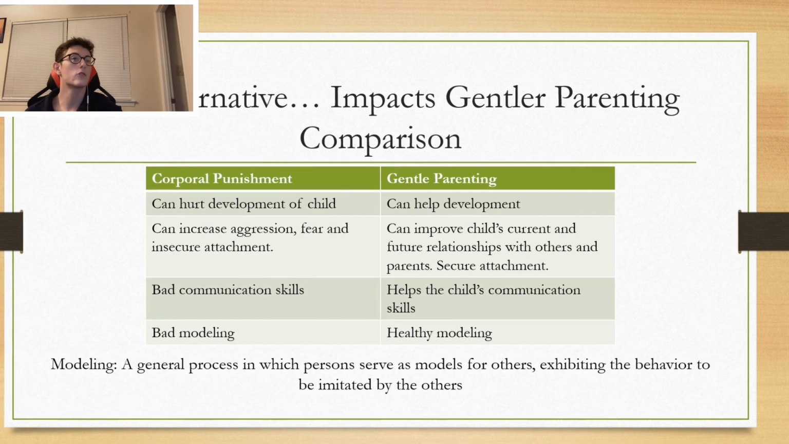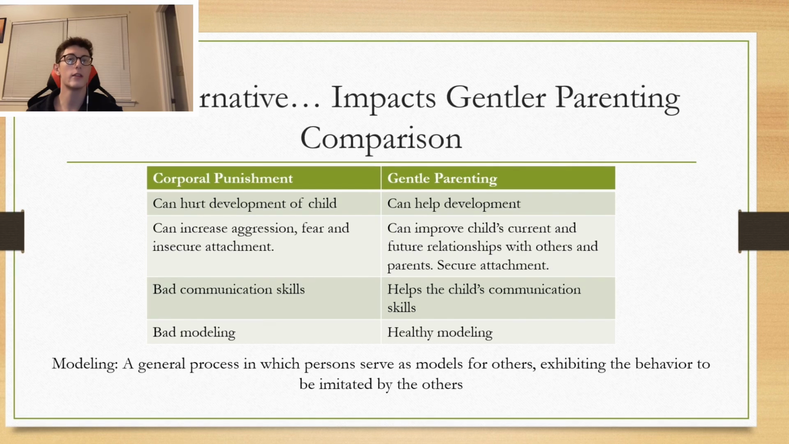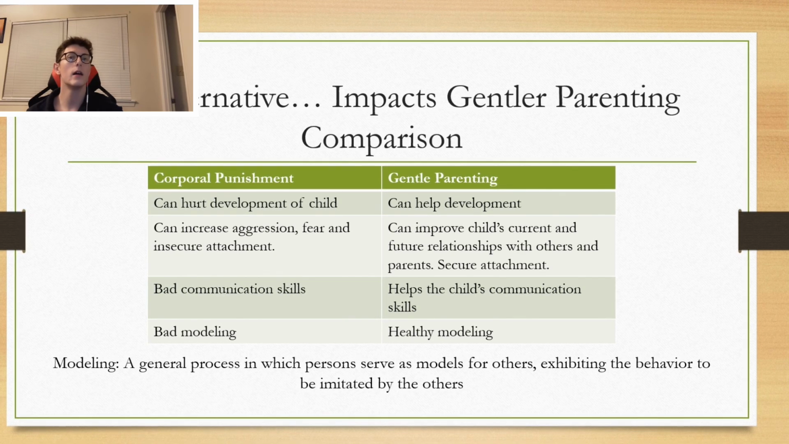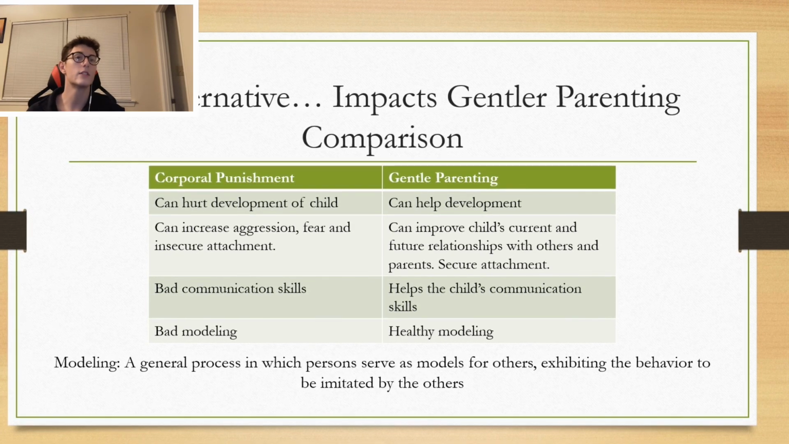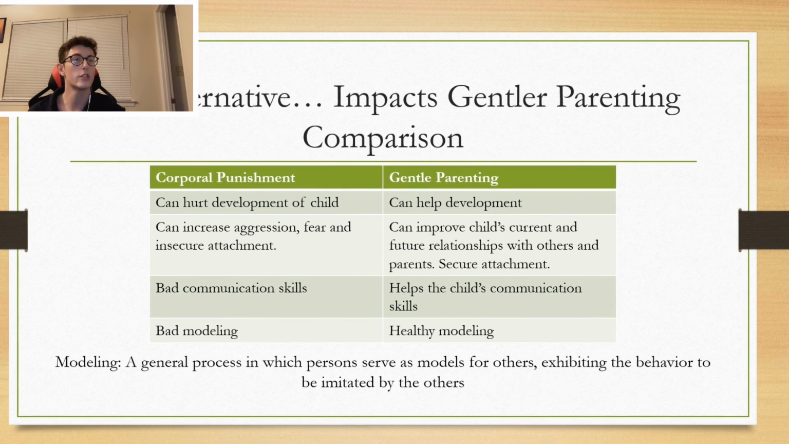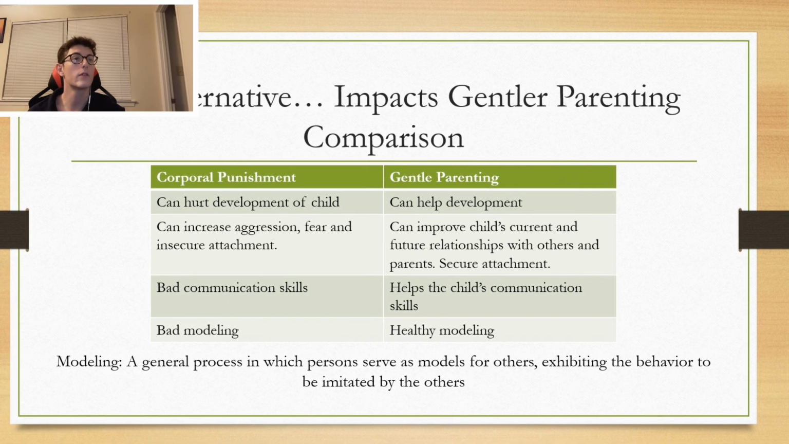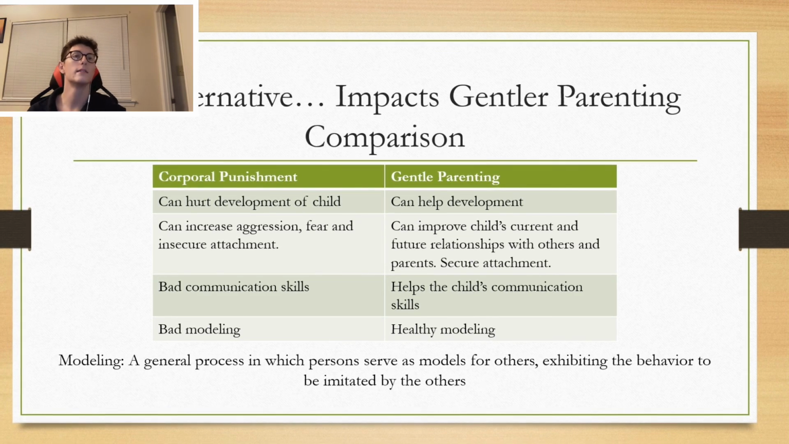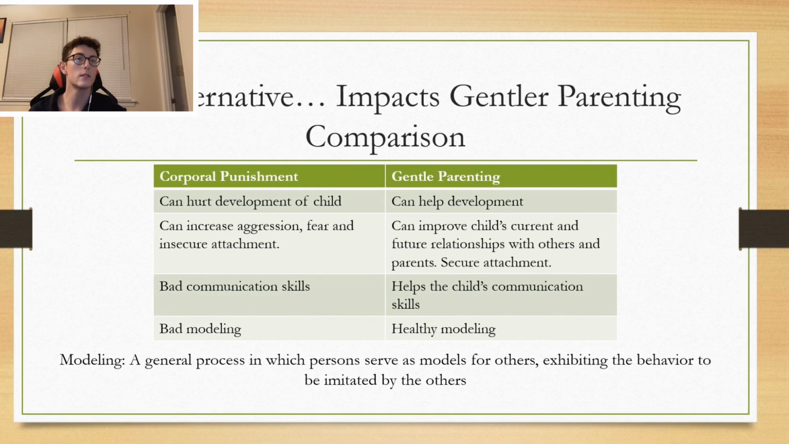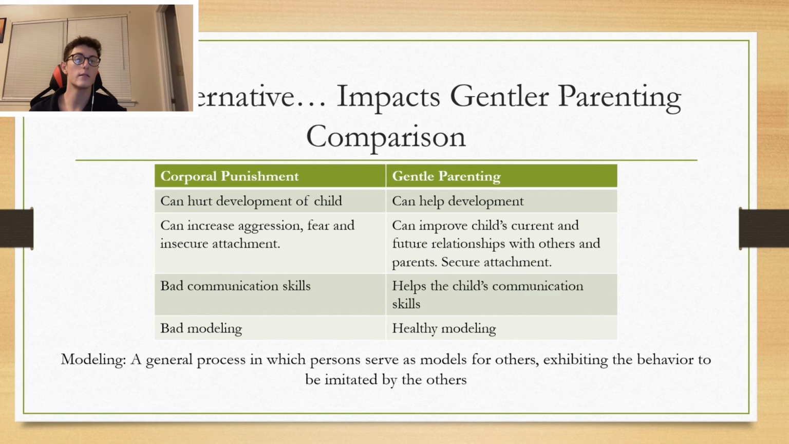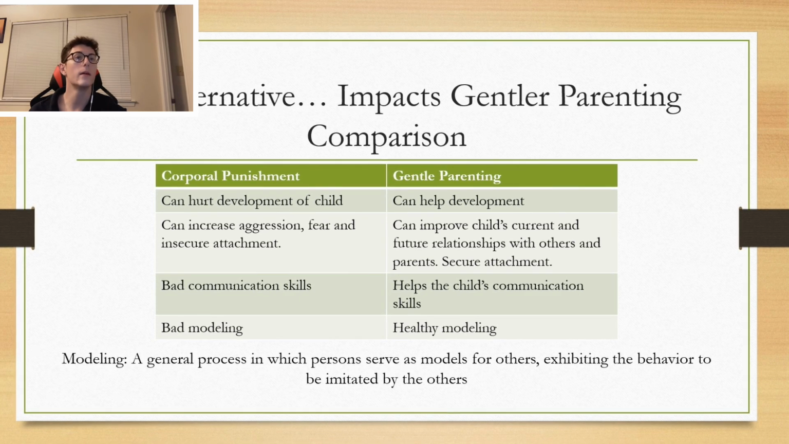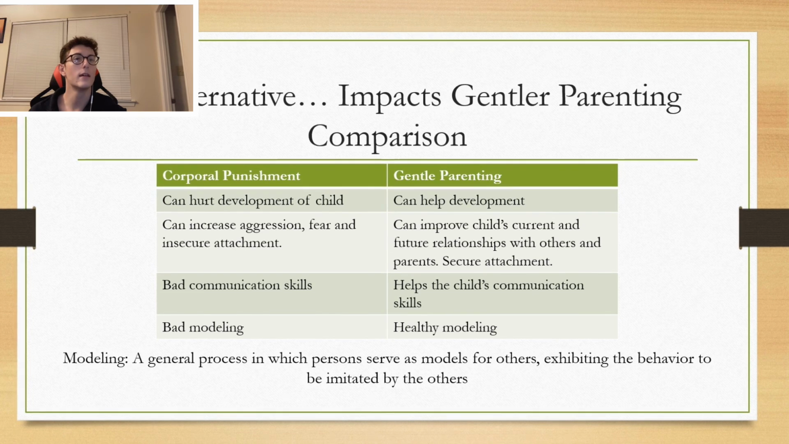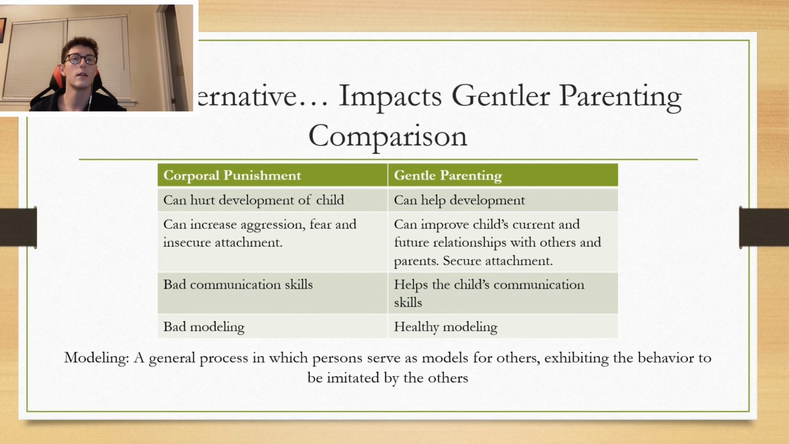In addition to these, corporal punishment can hurt a child's communication skills because of bad modeling. Gentle parenting can teach a child how to communicate their frustrations and show them that their caregiver respects them and views them as an equal. Modeling is defined as a general process in which persons serve as models for others, exhibiting the behavior to be imitated by the others.